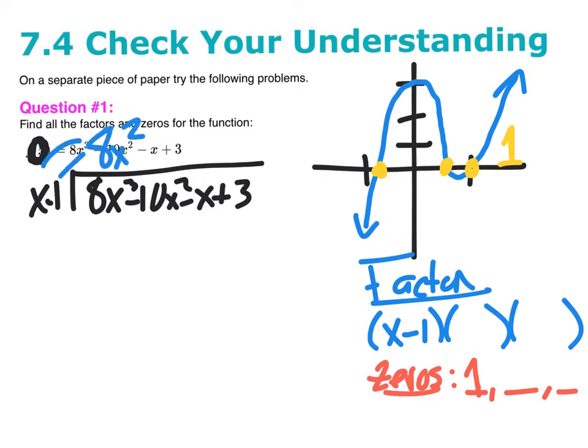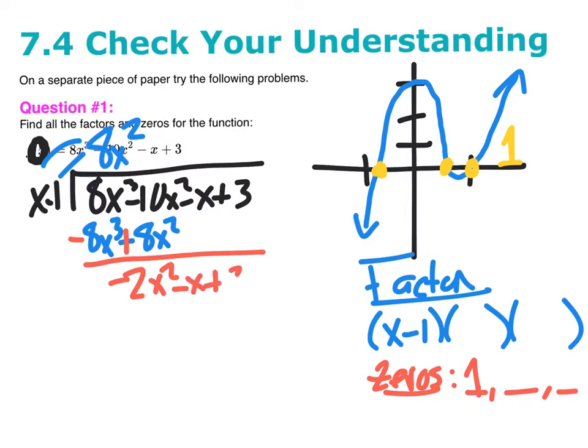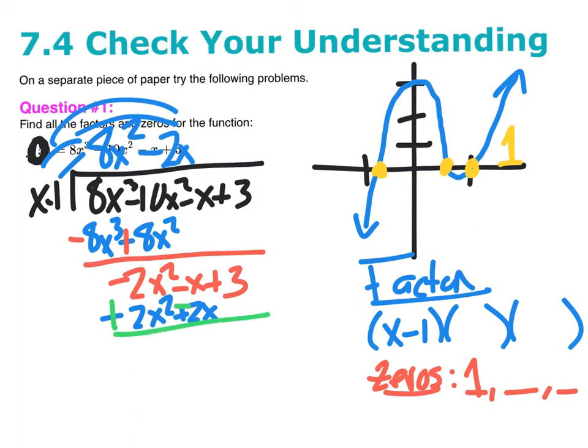Then I'm going to multiply that through. Gives me 8x cubed minus 8x squared. Do not forget to subtract these values, so this changes the signs. We're now left with negative 2x squared minus x plus 3. Continue that another time. What do I do to x to get negative 2x squared? I need a negative 2x. I'm going to multiply that through. Gives me negative 2x squared plus 2x. Do my subtraction, so that changes this sign. I'm now left with negative 3x plus 3.